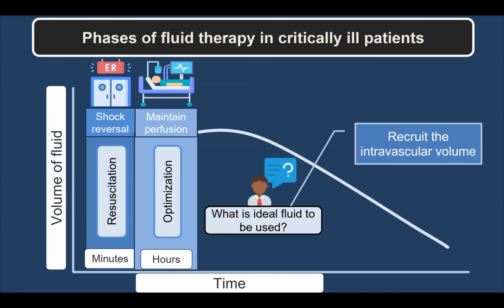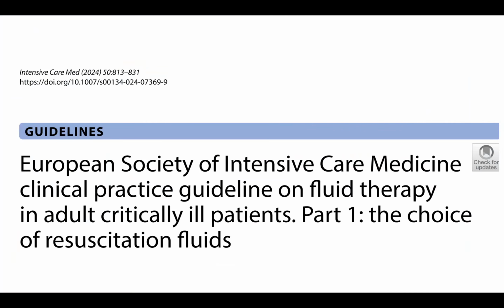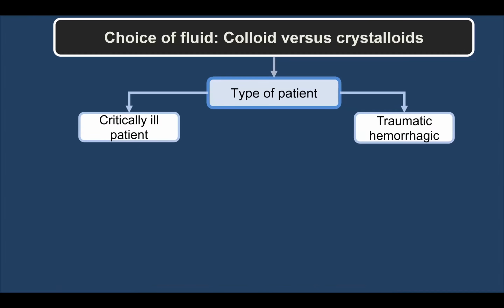We start with the first question in the first two phases. What is the ideal fluid to be used in resuscitation and optimization? The objective mainly is to recruit the intravascular volume. So first of all, should we use a colloid or crystalloid? If you look at the European guideline on intensive care about current practice on fluid therapy, part one, the choice of the resuscitation fluid.